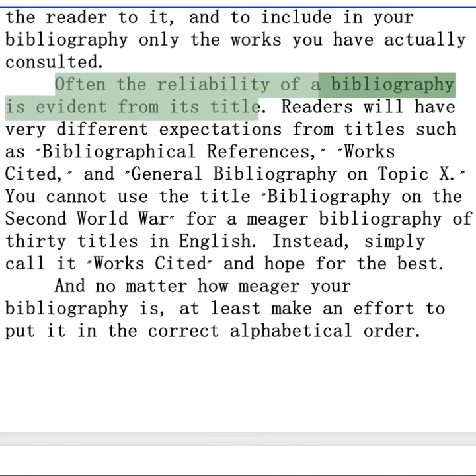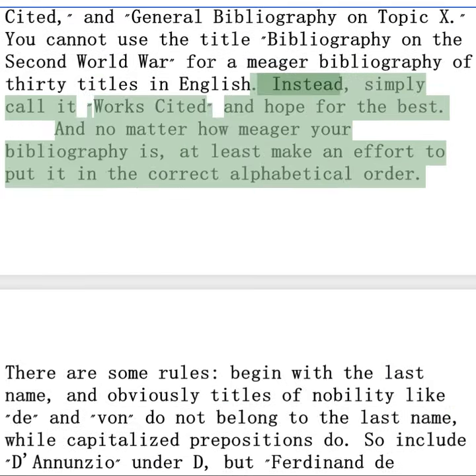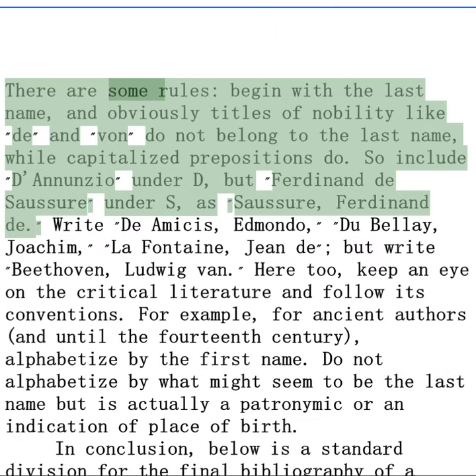Often the reliability of a bibliography is evident from its title. Readers will have very different expectations from titles such as bibliographical references, works cited, and general bibliography on topic X. You cannot use the title Bibliography on the Second World War for a meager bibliography of 30 titles in English. Instead, simply call it works cited and hope for the best. And no matter how meager your bibliography is, at least make an effort to put it in the correct alphabetical order. There are some rules.